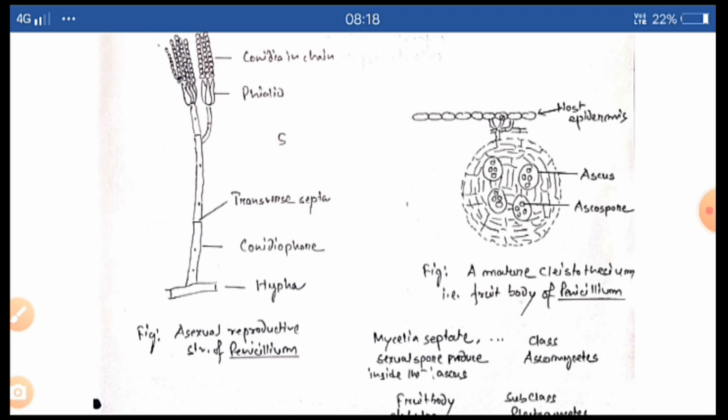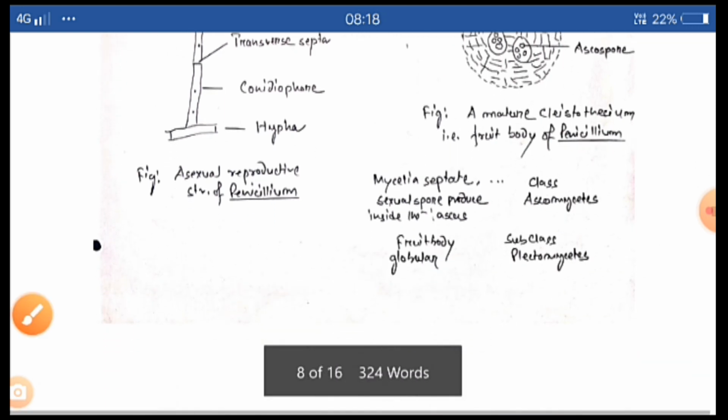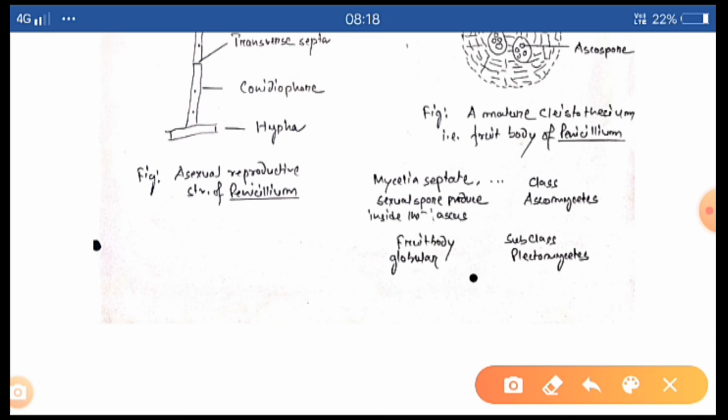So the Ascomycetes which form a globular fruit body are placed under subclass Plectomycetes.